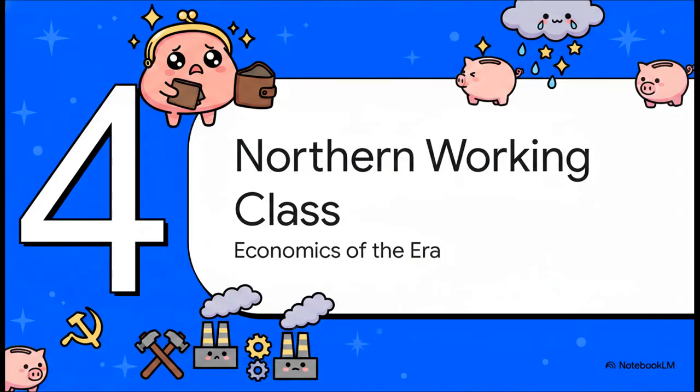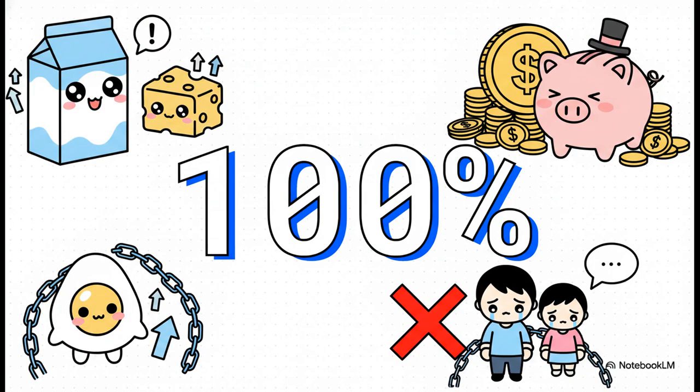Let's look at the real-world impact in Section 4, the northern working class, economics of the era. Consider this absolute economic squeeze. Prices for basic, everyday necessities, we're talking milk, eggs, cheese, skyrocketed by 60 to 100%. But employers largely refused to bump up wages to match. According to the text, the employers just scooped up nearly all the profits from those higher prices for themselves. This left working families completely stranded, unable to afford the old prices, let alone the newly inflated ones.